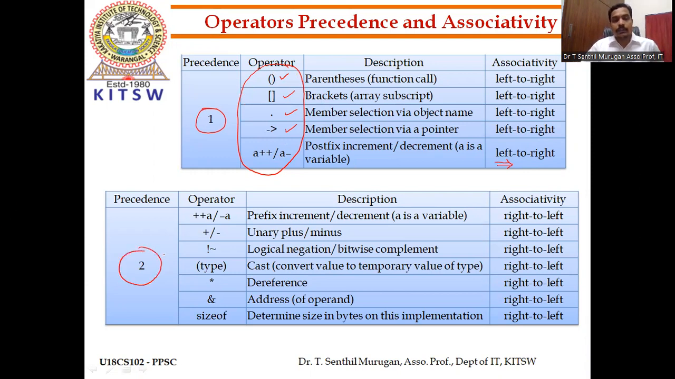For the second precedence, you see the increment and decrement operators. Post increment has the first preference, and pre increment or pre decrement has the second precedence. Then unary plus, unary minus, logical negation, typecasting, dereference, address, and sizeof operators have the same precedence, so they execute from right to left. Don't forget it. Whenever you use these operators, you perform the operation from right to left.